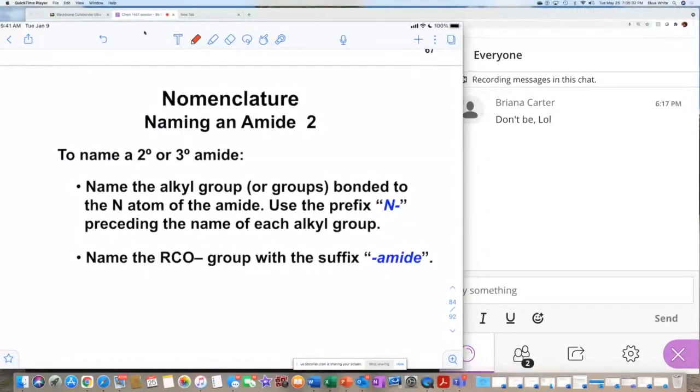Okay, so when we're trying to name an amide that has two side groups, as in secondary or tertiary amide, name the alkyl groups bonded to the nitrogen atom and use the prefix N. Remember, N symbolizes this side group is attached to the nitrogen, preceding the name of the alkyl group. Name the RCO as an amide, okay?